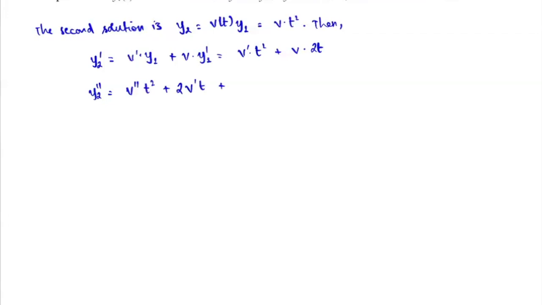You have plus v 2 times v prime times t plus 2v times 1. So the derivative of t is just 1 in this case. Now combine like terms. When you combine these two terms together, this is v double prime times t squared plus 4 times v prime times t plus 2v.